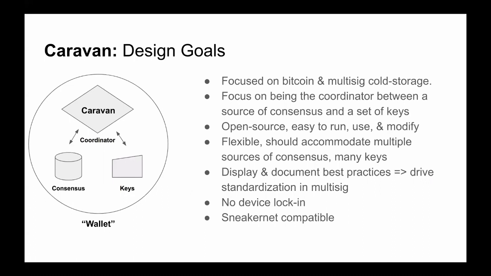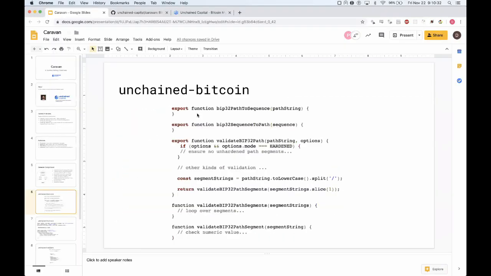That could be your hardware wallet. It could be another software application like Electrum. It could be any wallet at all, as long as it's capable of exporting public keys and signatures as text. So Caravan is really the coordinator between those external sources of state, and it doesn't really have any state itself. That's why we refer to it as a stateless multi-sig coordinator. So it's probably time to get into the actual demo of Caravan.